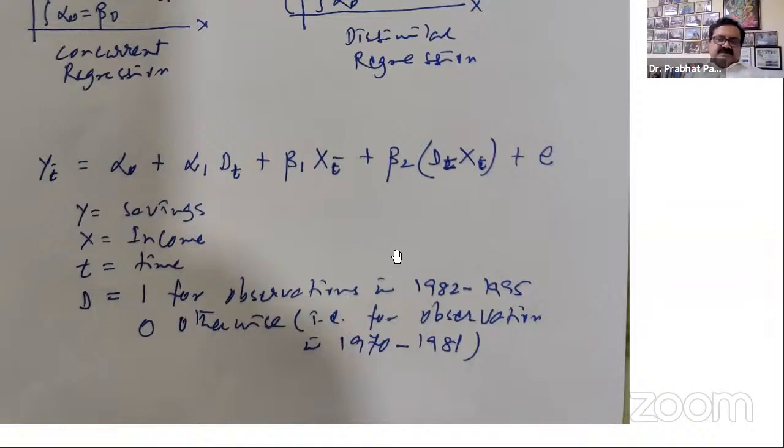And we want to see if there is any significant behavioral change that has happened in the saving behavior of people. So this kind of problem may occur. For example, you want to understand how the stock market behaved in the pre-pandemic era and the post-pandemic era. So 2020 becomes the dividing year, and 2020 is a major dividing year.